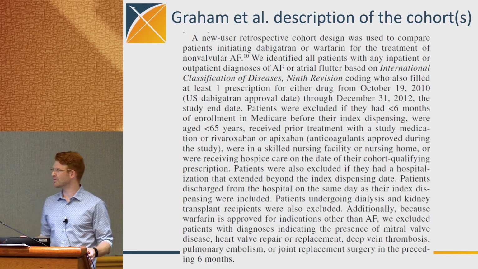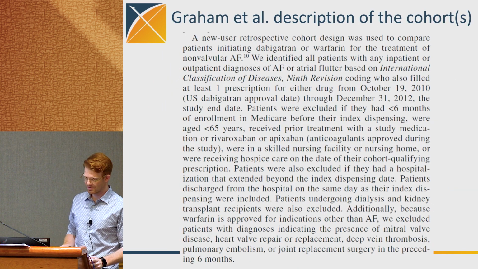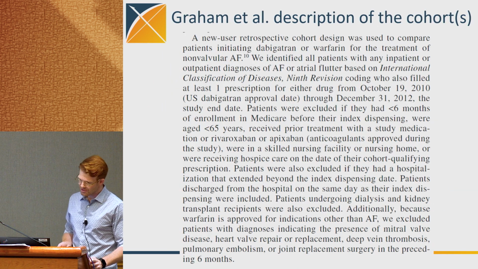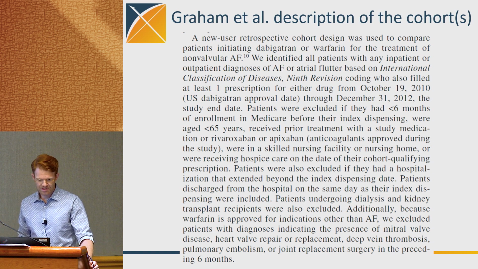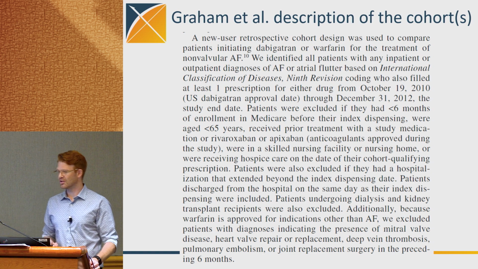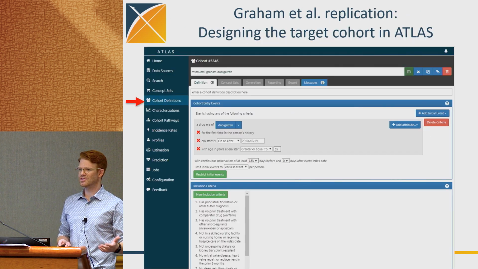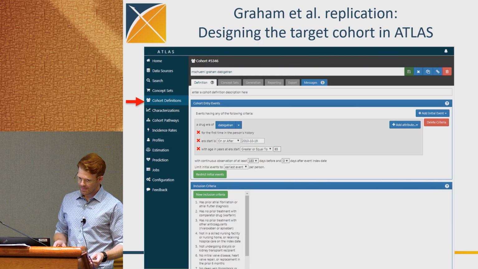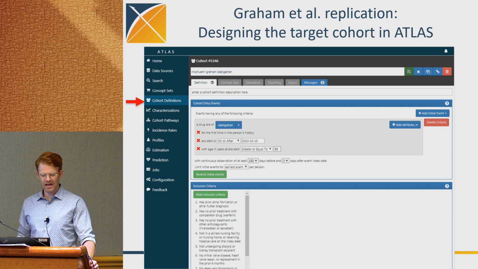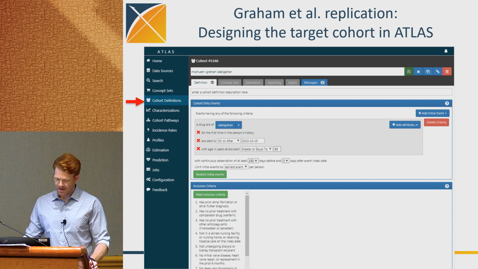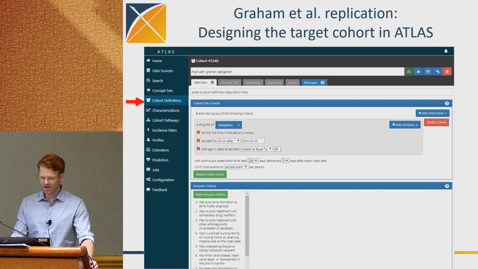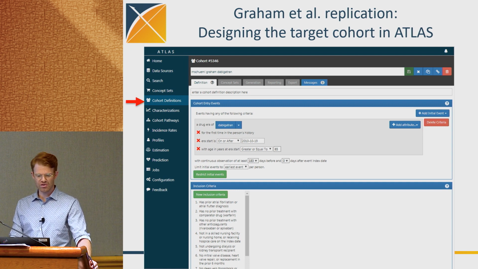This is a user interface for doing a lot of stuff. So here is the description of the cohorts. And so we've already gone through what they are. There's new users of dabigatran or warfarin with a series of inclusion criteria. And so in Atlas, what you would do is click on the left, you would see a section for cohort definitions. And when you go to cohort definitions, you have the option to do something called create a new cohort.